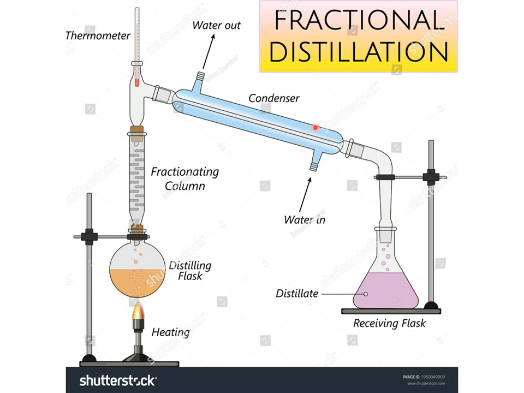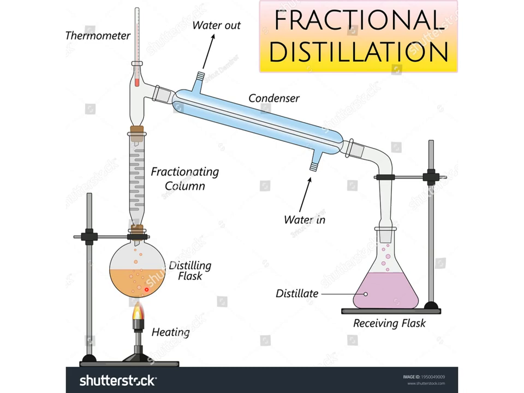And then the vapor, we will heat up the flask here to push the vapor to move in the column and then in the condenser to be condensed at the end in a receiving flask, where the liquid in the receiving flask will be called distillate. This is actually the simple distillation process.